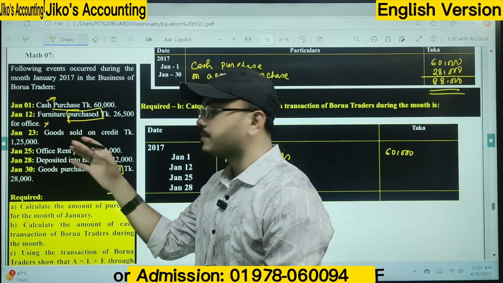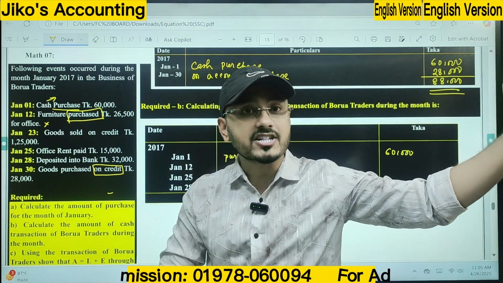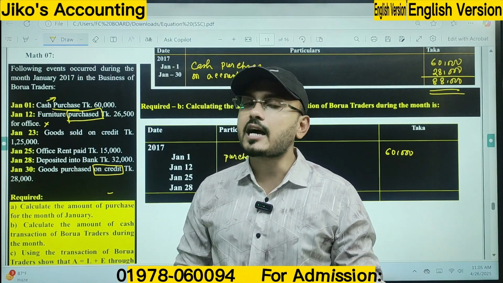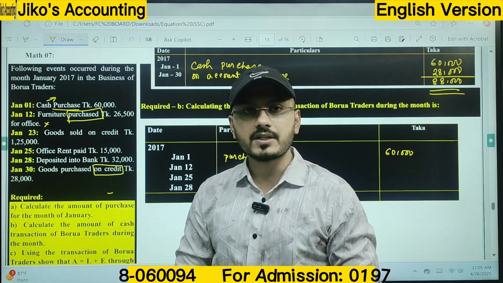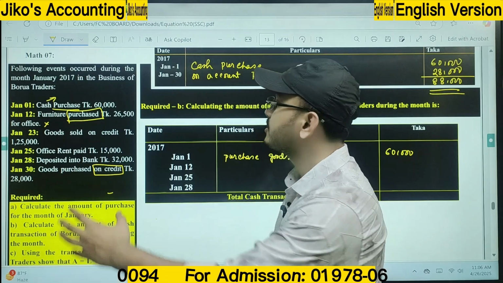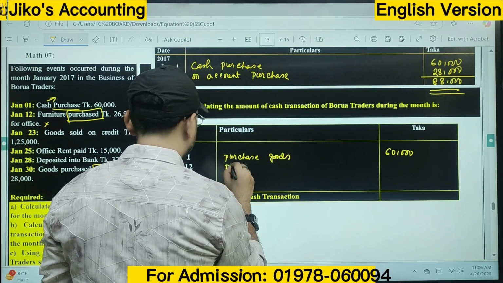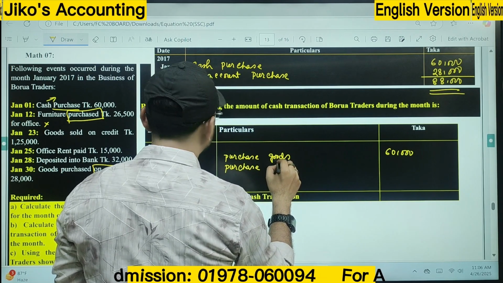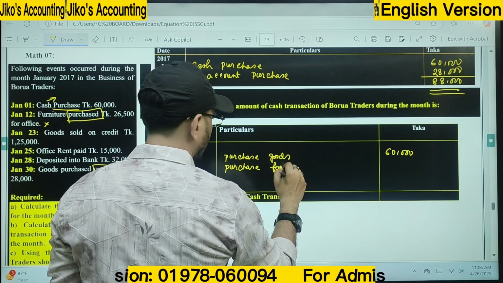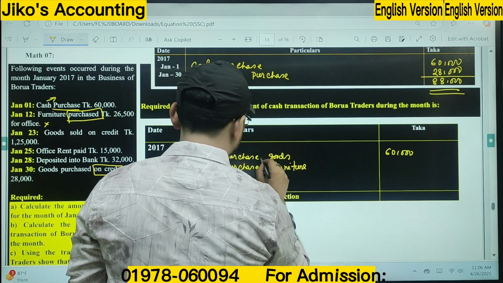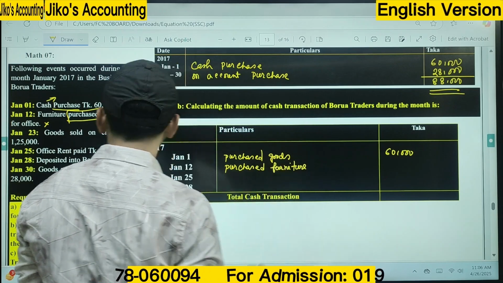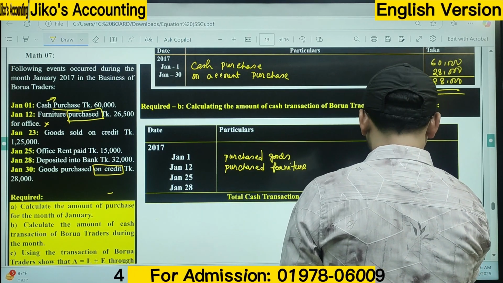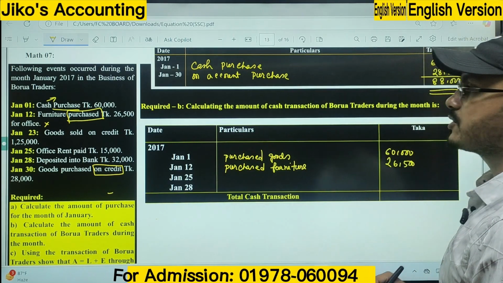Here you can see furniture purchased. Furniture account debit. How about my cash? Cash account credit. Because of purchasing furniture, my cash outflow is easily seen in this transaction, because that indicates the reduction of cash. So purchased furniture should be included here. What is the amount here, sir? 26,500 taka. These two are done.